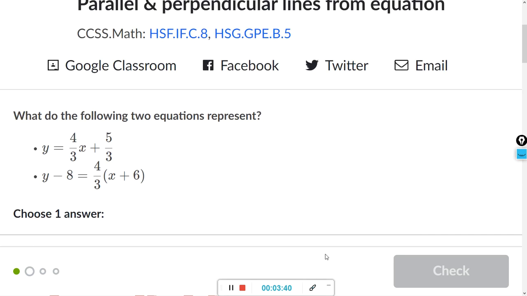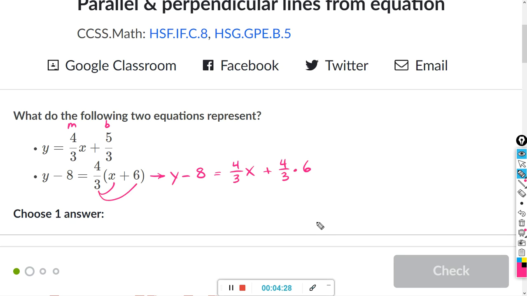Alright, so we want to find out what these equations represent. As you can see, they're in different forms. So the first one is y equals mx plus b. This is the m, and this is the b, the y-intercept. So we have to get this in that form. We want to get it into y equals. So we have y minus 8 equals, and we want to distribute 4/3 times x plus 4/3 times 6. 6 is the same as 6/1, and we can cancel top and bottom. 6 divided by 3 is just 2, and 4 times 2 is 8.